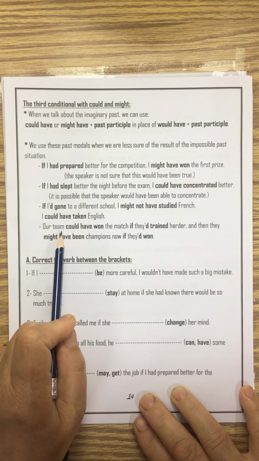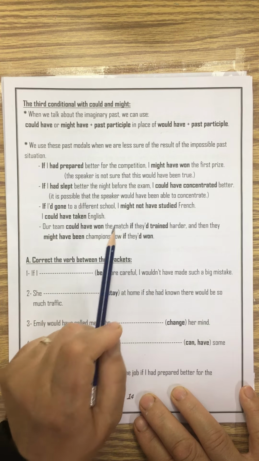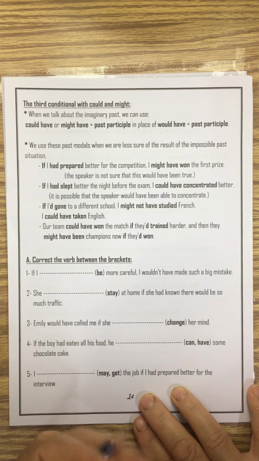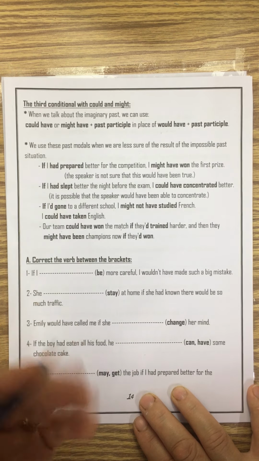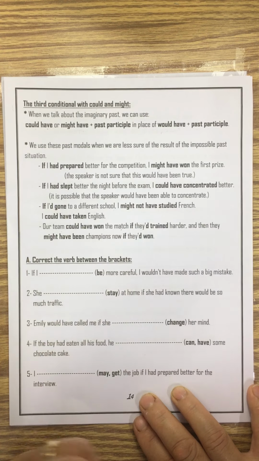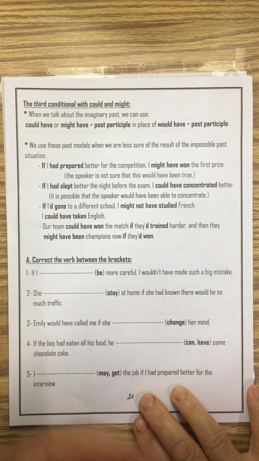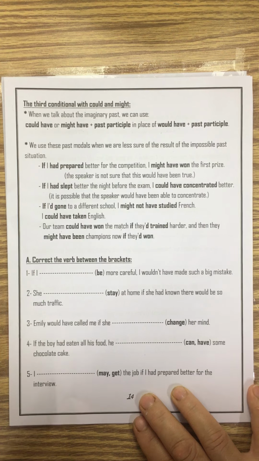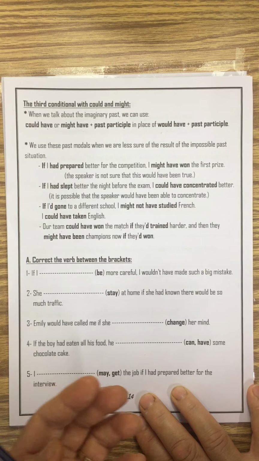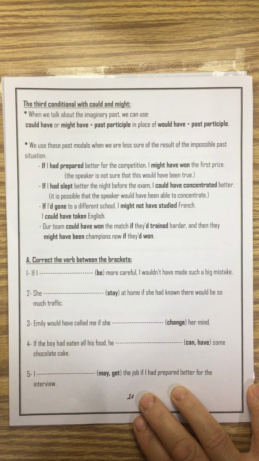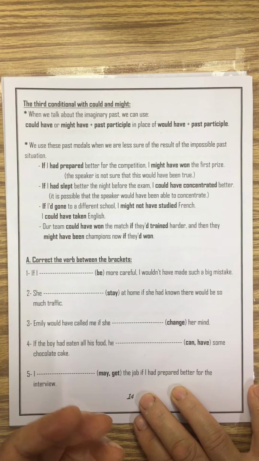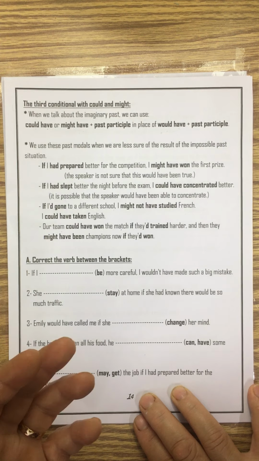طيب our team could have won the match. يعني فريقنا ربما كان قد استطاع أن يفوز بالمباراة if they had trained harder. لو تدربوا بشكل أفضل harder. And then they might have been champions now if they had won. يعني ربما كانوا فازوا وربما لكانوا هم الأبطال, هم البطل أو هم اللي أخذوا المركز الأول.